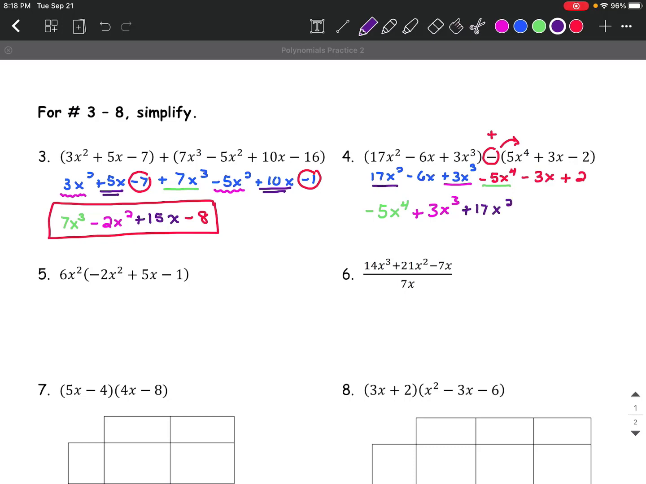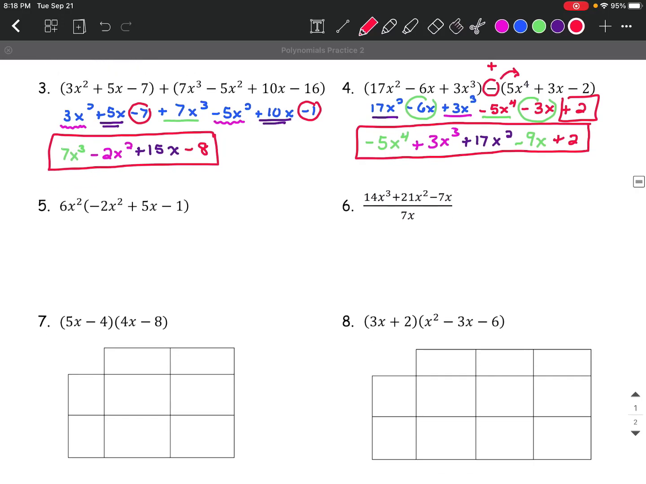And now we've got, what do we have? We've got a negative 6x and a negative 3x. That's negative 9x. And then we still have this plus 2 hanging out all by itself. And here's our final answer. Good.